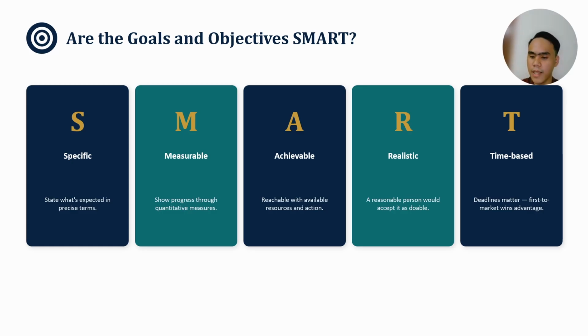Okay, and T is time-based. Deadlines serve a real purpose, and the book makes a specific point here. Companies that are first to market with innovation frequently enjoy a significantly sustainable advantage over competitors. So a goal without a deadline isn't really a strategic goal at all. So once your goals and objectives pass the SMART test, the next challenge is cascading them down through the organization into things people actually act on, which is exactly what we will look at next.